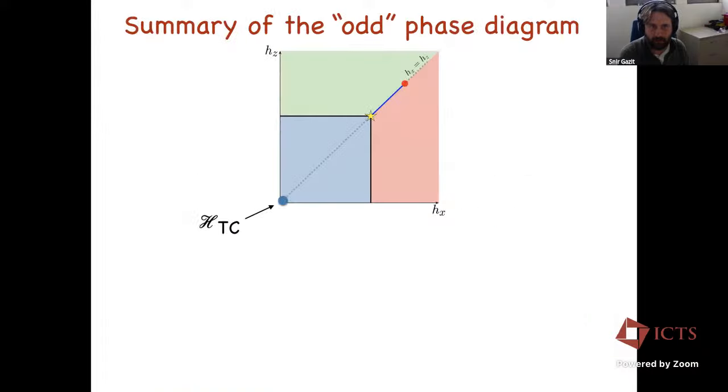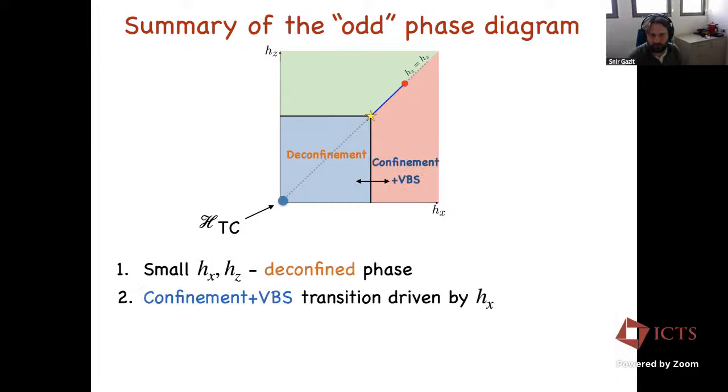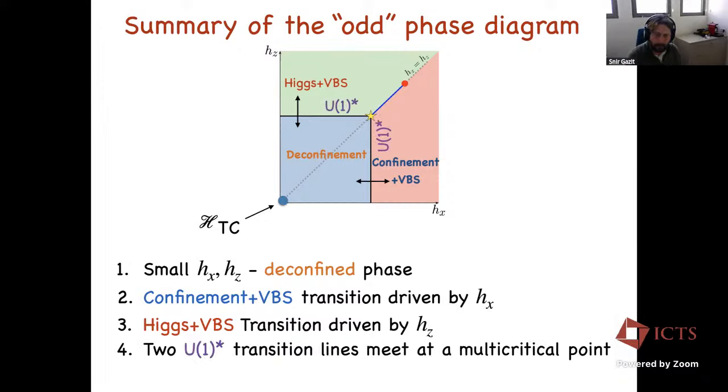Okay, so let's try to summarize, at least in some limiting cases, the phase diagram of the odd toric code model. So again, at small values of Hx and Hz, we have an odd deconfined phase. And we have a confinement and a Higgs transition much like before, but they are accompanied by the appearance of valence bond solid order. And the multicritical point now is where two U(1) star critical lines meet, instead of an Ising star transition.